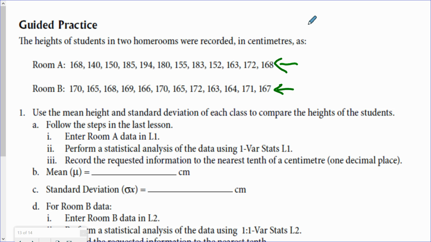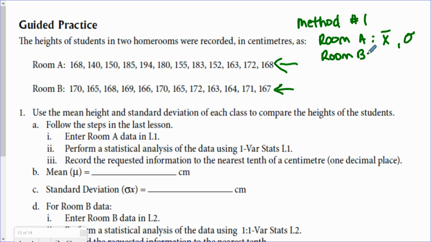In this case, we can really only use method 1, working with the raw data. You need to do room A first, figure out your mean and standard deviation, and then do room B, and again figure out your mean and standard deviation. So try that now with these two data sets, doing them separately, and then calculating it out, and then we'll answer these questions together after.